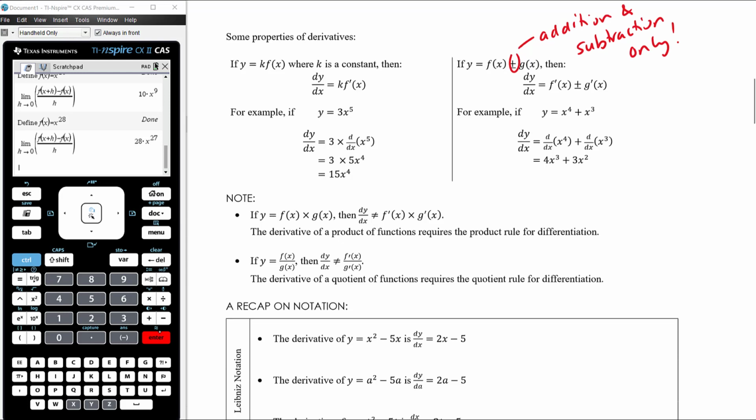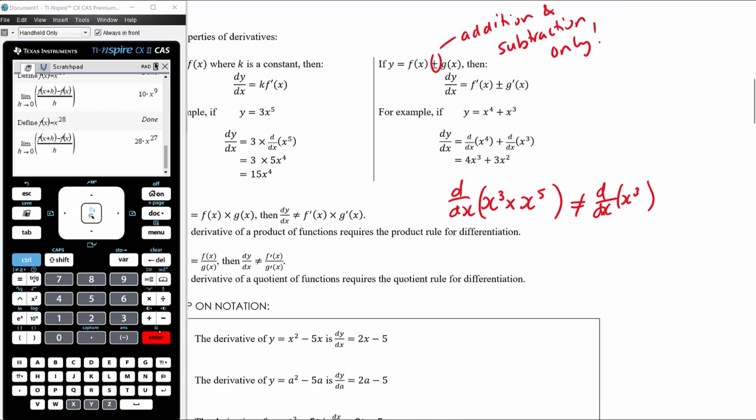That's because if we have 2 functions that multiply together, let's say x cubed times x to the power of 5, the derivative of that is not the derivative of x cubed times the derivative of x to the power of 5. It's really important that you understand that. In fact, we can see that in this particular example. We know that x cubed times x to the power of 5 is actually x to the power of 8, and so the derivative of that would be 8x to the power of 7.